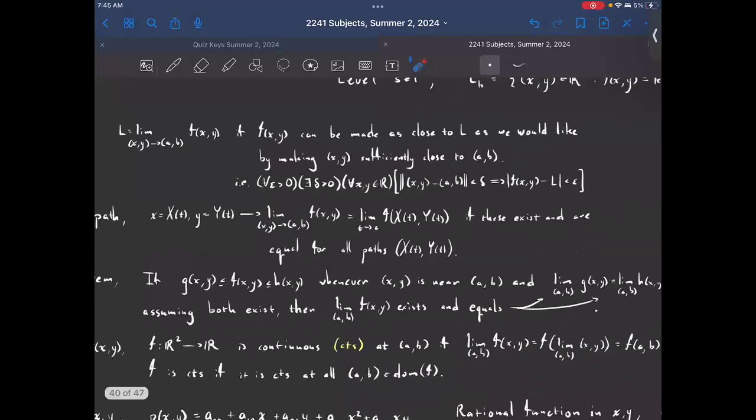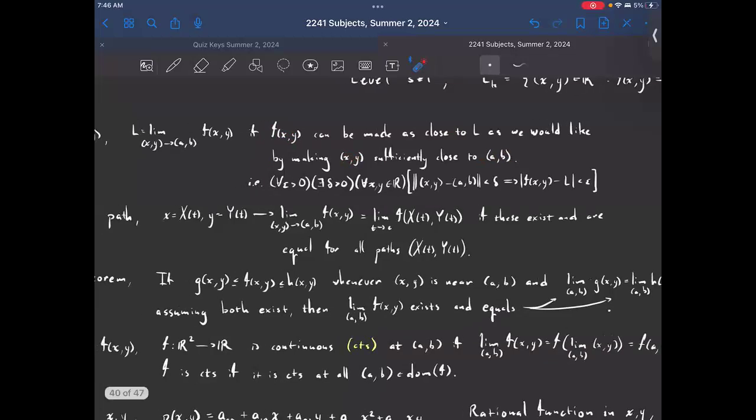So the limit of f of x, y as (x, y) approaches (a, b) is L if f of x, y, the output, can be made as close to L as we would like by making (x, y) sufficiently close to (a, b). So I can control the error in the output by sufficiently controlling the error in the input. That's all that limits are talking about. And L is just the value that we are controlling the error with respect to.